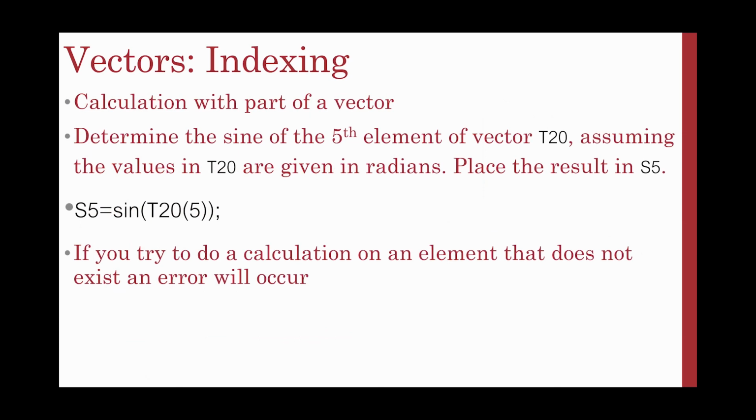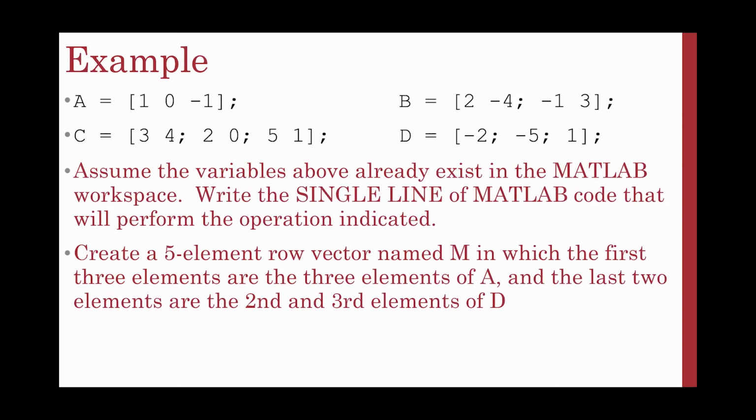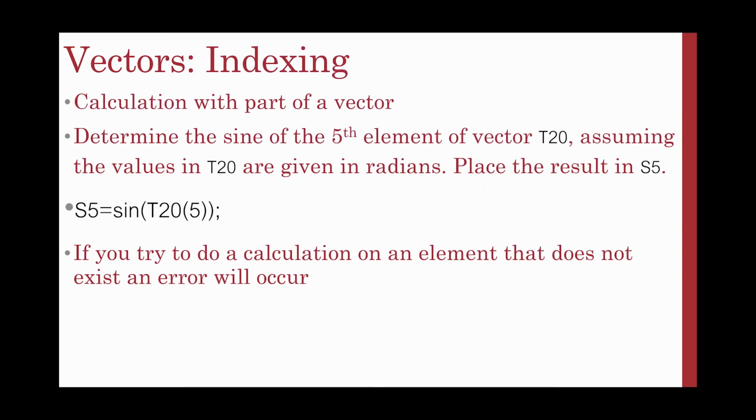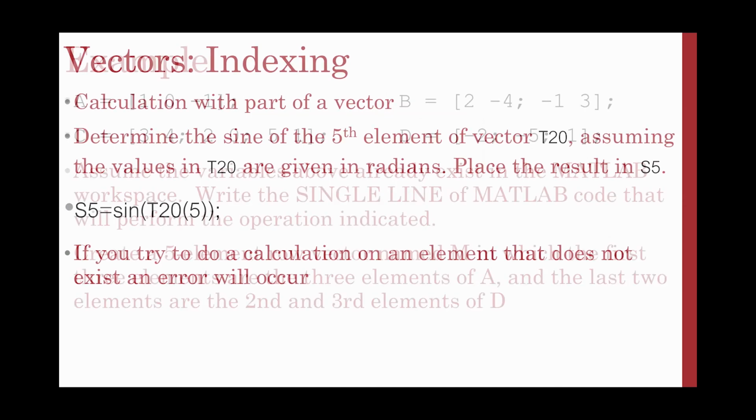You can do a calculation on part of a vector. So I want to determine the sine of the fifth element of a vector t20, assuming the values of t20 are given in radians, and place the result in S5. So I can say S5 is equal to sin of t20 of the fifth element. If you try to do a calculation on an element that does not exist, you will get an error that says the index exceeds the array.